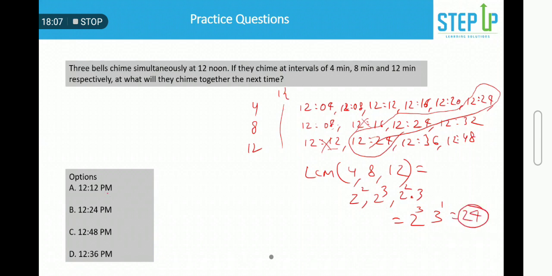So you could have said easily it is 12:24. Very simple. It used the concept of LCM that we learned, and it was just an application, right? But they made it interesting by using bells and having them chime together.